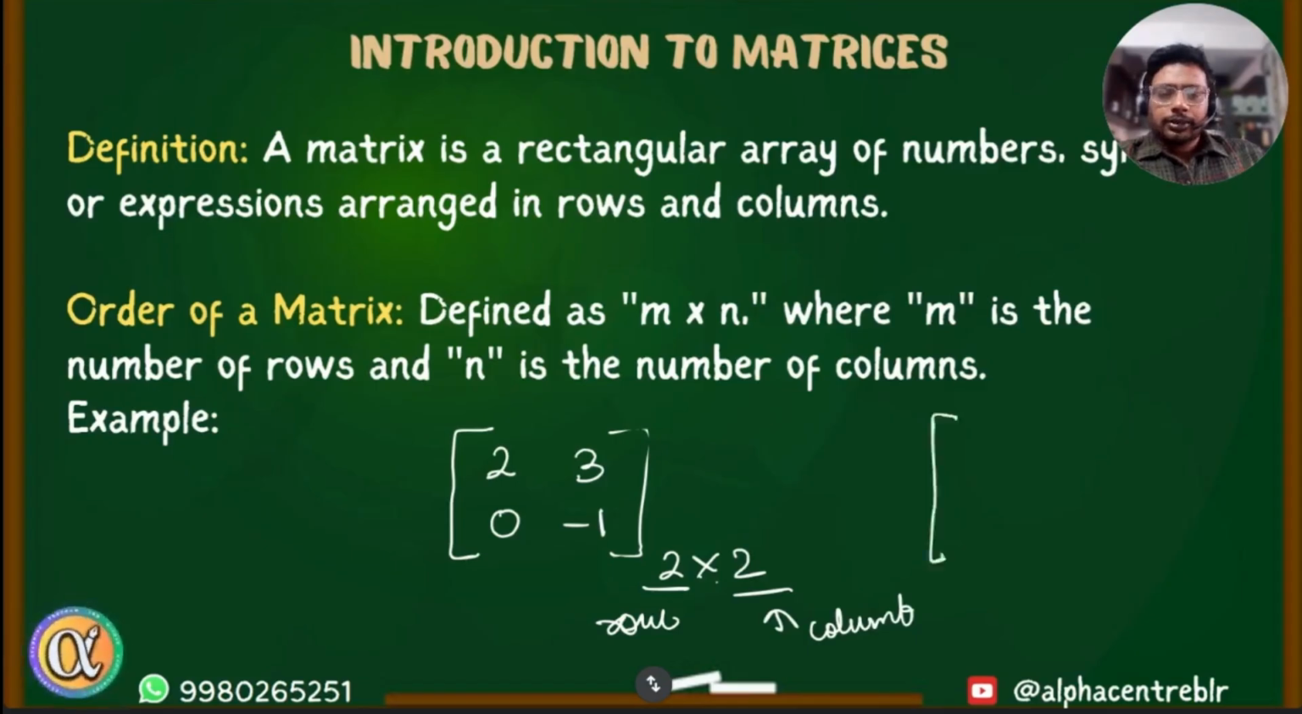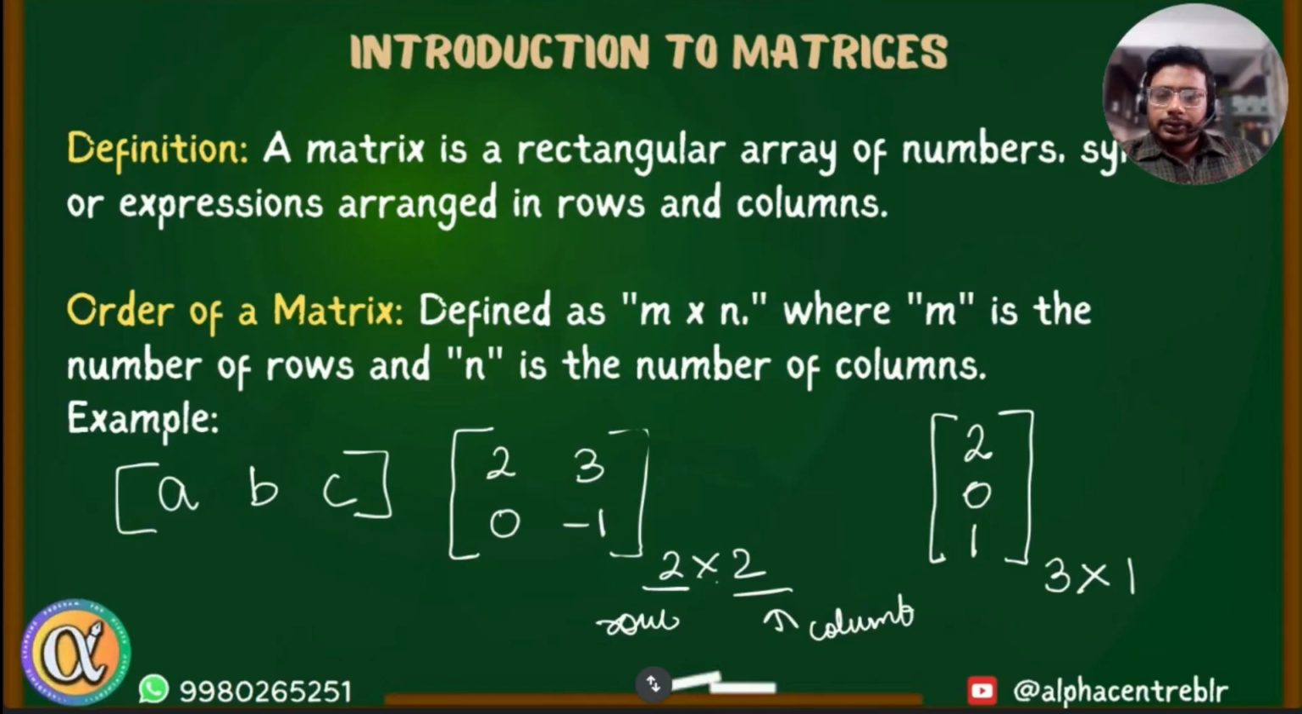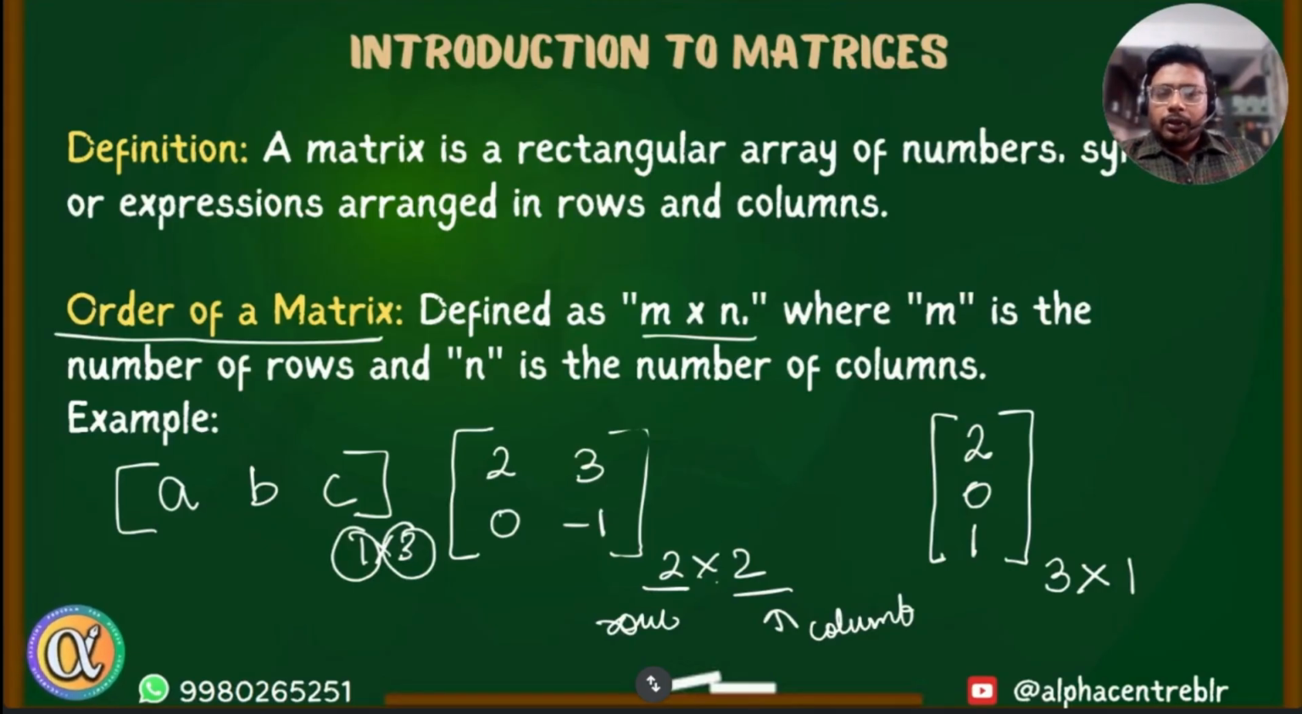Okay. So can you tell what is the order of this matrix? So 3 by 1. 3 cross 1. Okay. And what about this matrix? 1 by 3. 1 into 3. So it's always row first and then the column. So the order of a matrix is defined as m cross n, where m is the number of rows and n is the number of columns. And here are some examples.